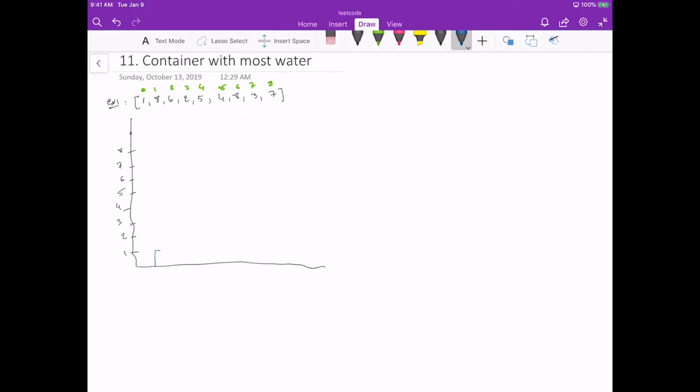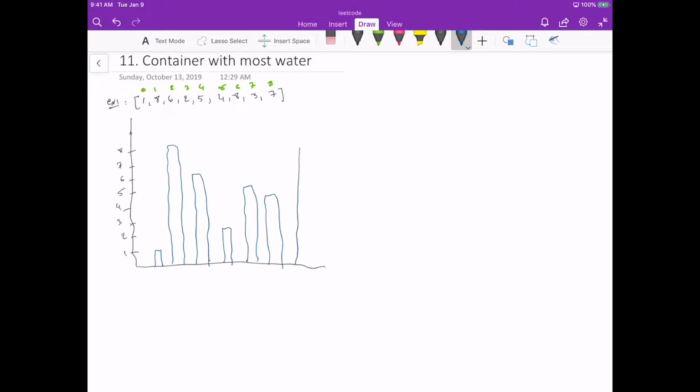Okay, so after that, let's just draw these up. The first one goes up until 1, the second one goes all the way up until 8, the one after that goes all the way to 6, and then we have 2, and then 5, 4, 8, and then 3, and then 7. Cool. So how can we solve this problem?